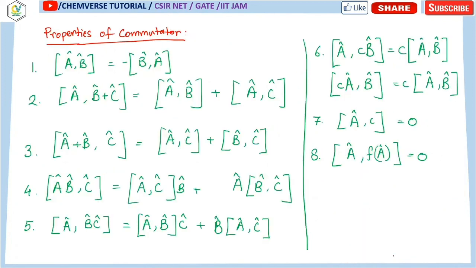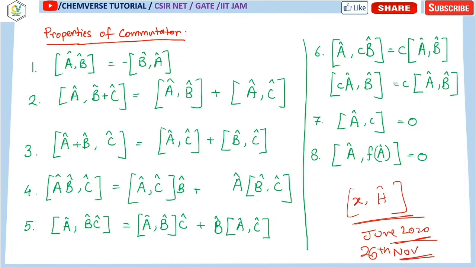Clear? Now this is the basic of the commutator. In the next lecture, we will discuss the properties of commutators, and we will solve different previous year's questions regarding this commutator, because this commutator is extremely important from your NET and GATE point of view. And do you remember that this time also there was a question on x and H, the commutator between x and the Hamiltonian. This was asked in the June 2020 exam, which was held on 26th November. In this set, this commutator value was asked.